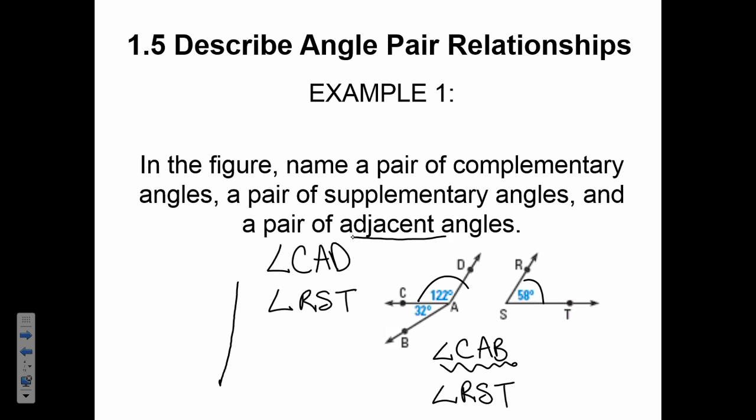Now if I wanted to identify a pair of adjacent angles, they're going to share a vertex. So two adjacent angles would be angle CAD, but also angle CAB.